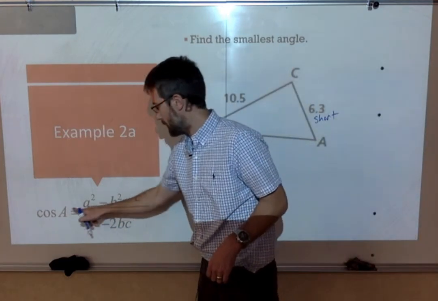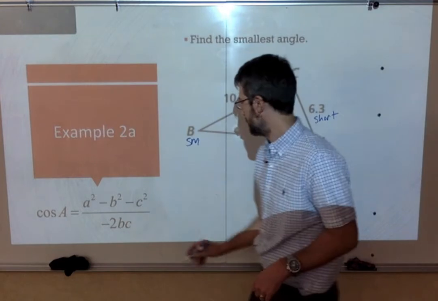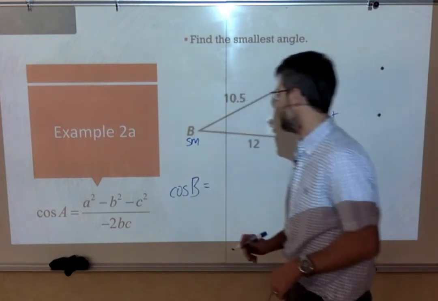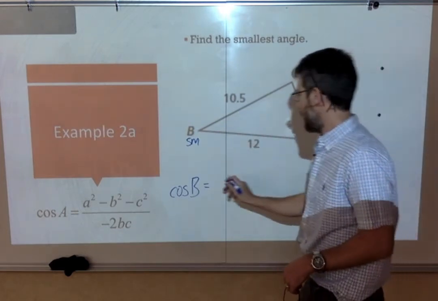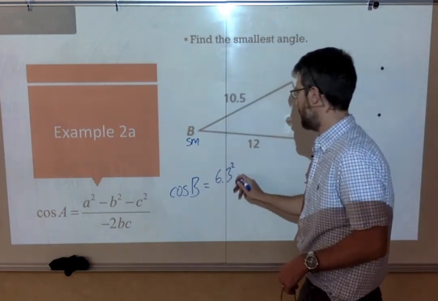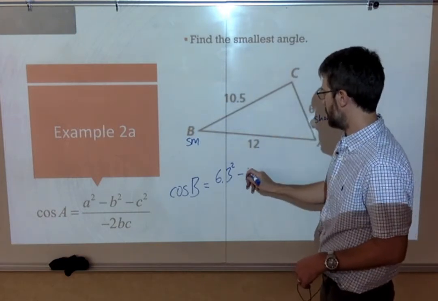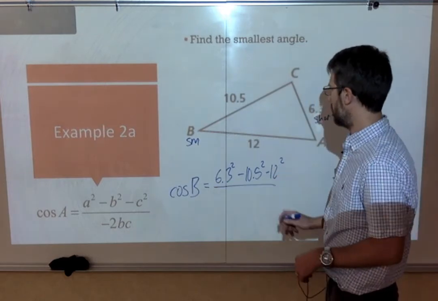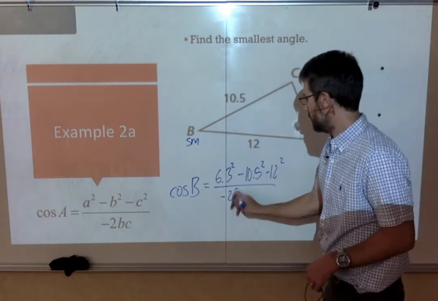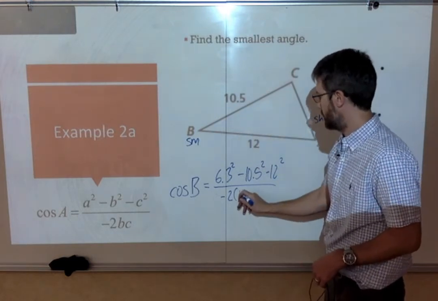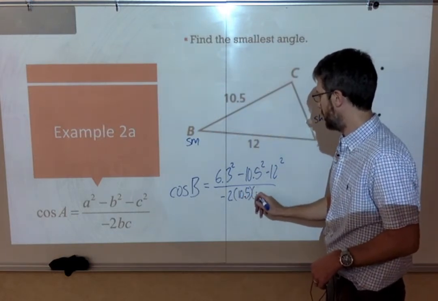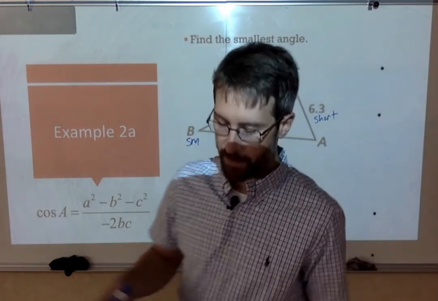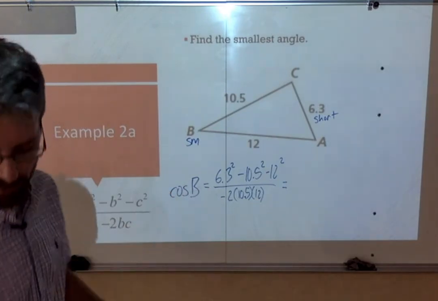That's what's going to go here, and then the other two numbers are going to go there. So for this, it is cosine of B is equal to the opposite side, 6.3 squared, minus the other two, so 10.5 squared minus 12 squared, all over negative 2 times the other two sides, 10.5 and 12. With this one, I like to take it in parts. I like to figure out what the top is, what the bottom is, and then divide them.